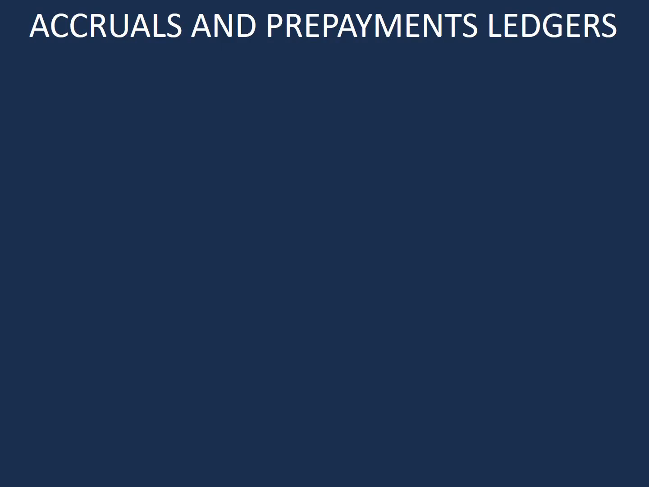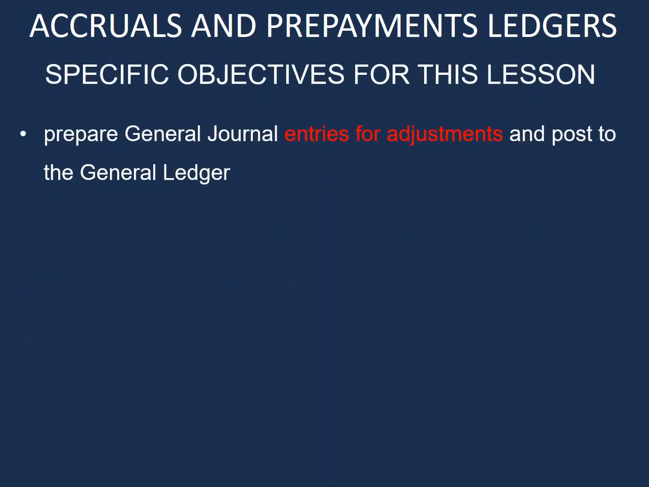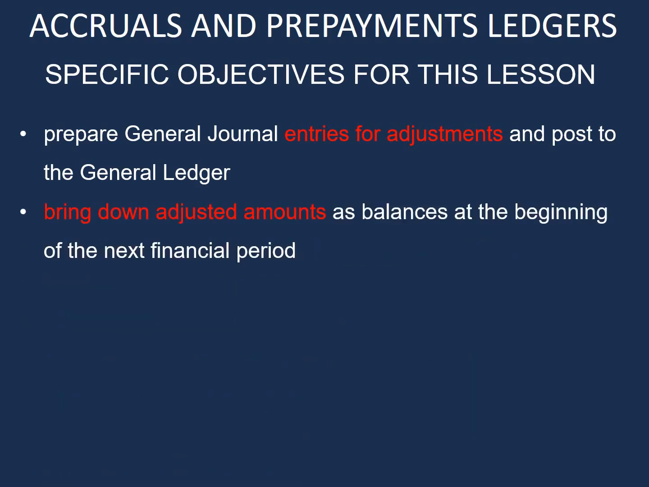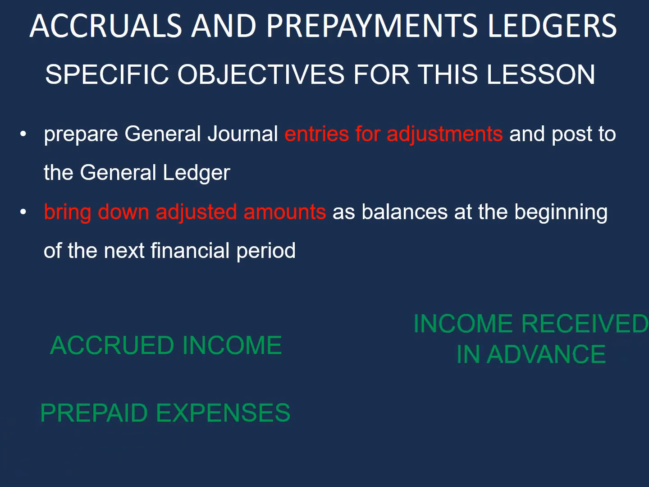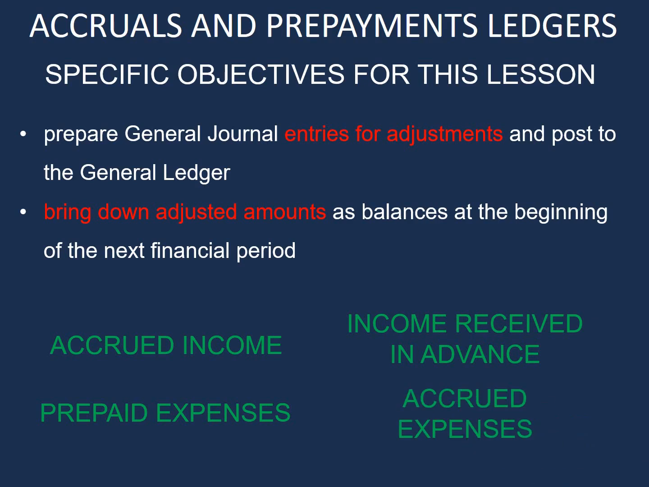In this lesson, we will have a look at accruals and prepayments ledgers. Now, the specific objectives for this lesson are to prepare the general journal entries for adjustments and post to the general ledger, and to bring down the adjusted amounts as balances as at the beginning of the next financial period. Now, the adjustments we are referring to are accrued income, prepaid expenses, income received in advance, and accrued expenses.